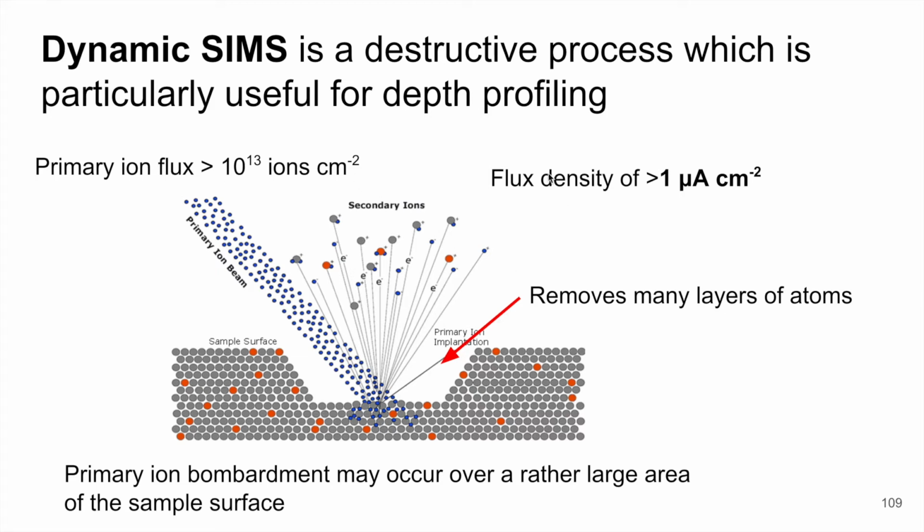And so that works out to be, you might see it as a flux density, and that's greater than 1 microamp per centimeter squared. So just basically a different version of the same one, kind of using electronic terms as opposed to ions. And so this dynamic SIMS removes many layers at a time. And so obviously this is good for depth profiling when you're trying to get what the surface looks like, then what the next layer, and then so on, because it's removing a lot of layers. And it tends to occur over a relatively large area on the surface. So this technique, it's destructive, but it does have its application in depth profiling.